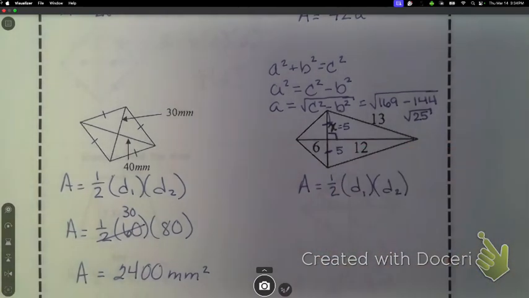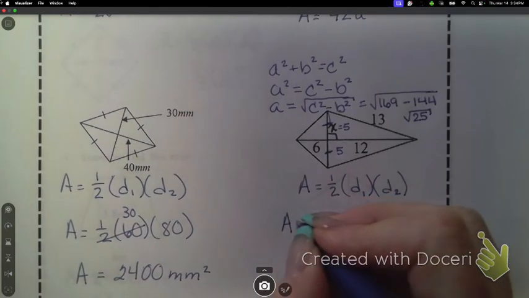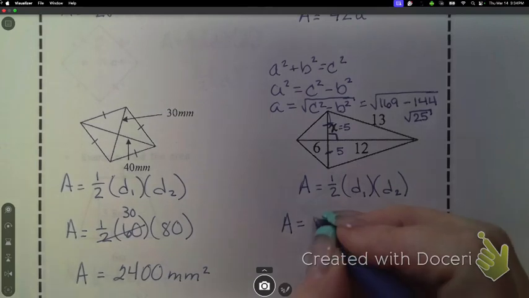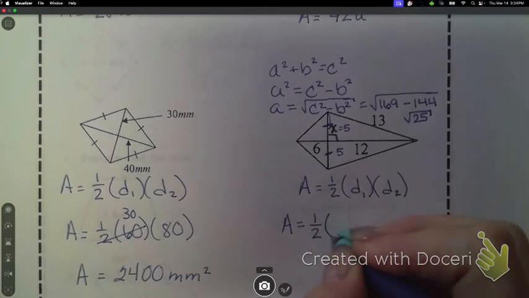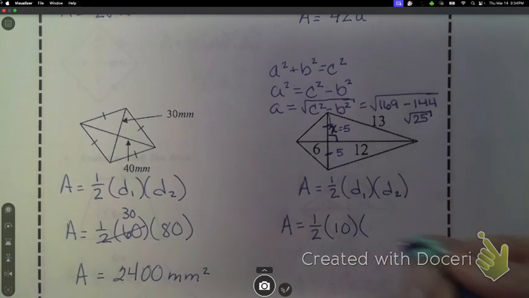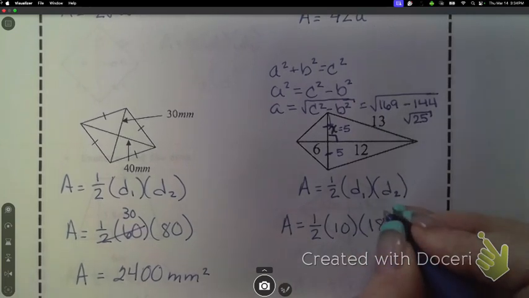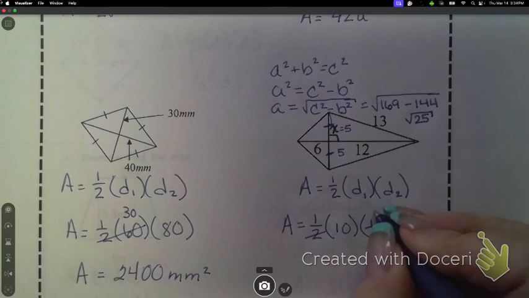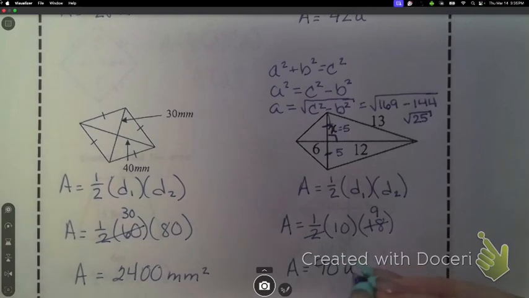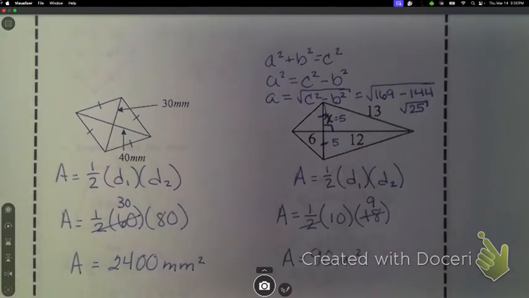So if that's 5, this is 5. So now do we have what we need? Yeah. That pesky Pythagorean theorem's never going to go away, is it? Okay, 1/2. What's one diagonal? 10. What's the other? 18. I'm hoping you're all taking half of 18. And so area is 90. 90 units squared.